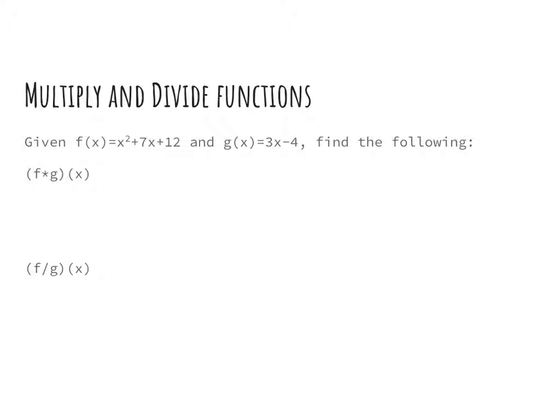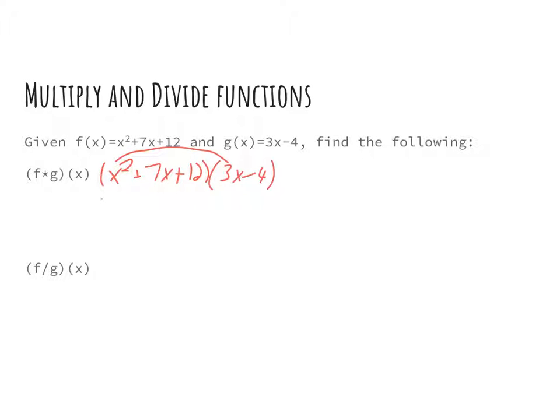Now we're going to look at multiplying and dividing these functions. So if I have f of x is x squared plus 7x plus 12, and g of x is 3x minus 4, when I multiply them together, I need to FOIL. So I'm going to take every term in the first one, multiply it by every term in the second, and then combine my like terms.